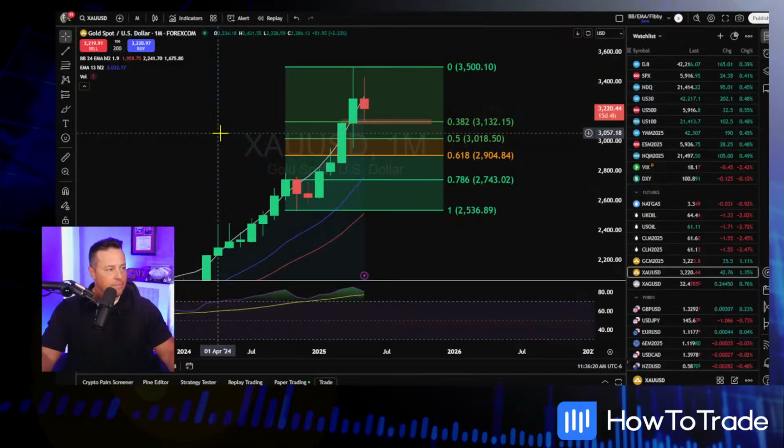Nefu, please, which pair is this? This right here is gold. That's gold. XAU USD. Spot gold. The others were futures contracts.